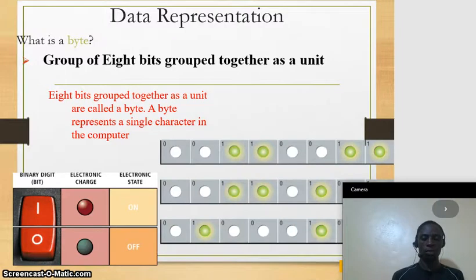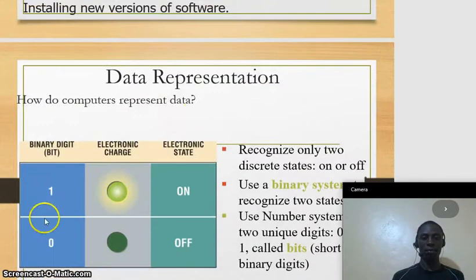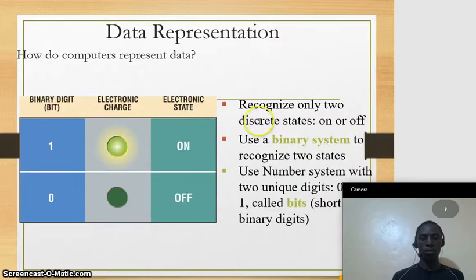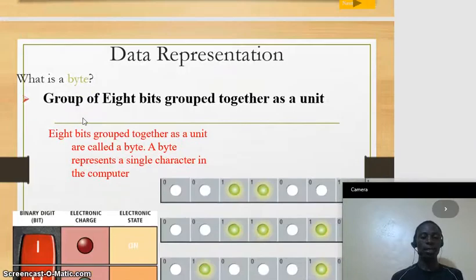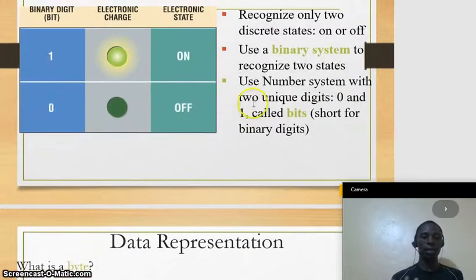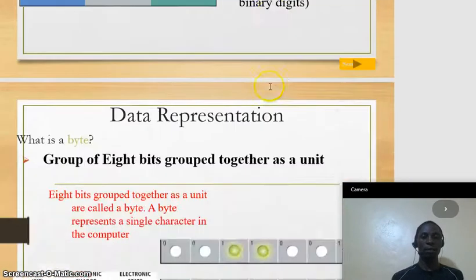Before we left, we were on data representation. How is data represented? Previously we talked about the state being only one of two, either on or off, which we said means data is represented in a binary form.